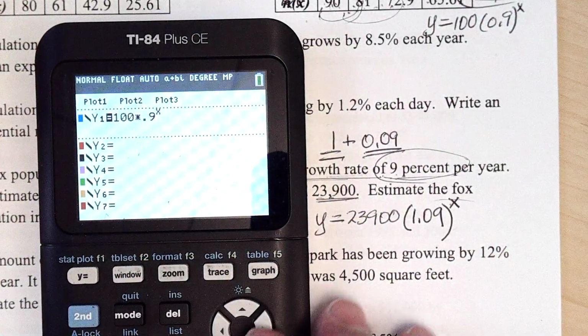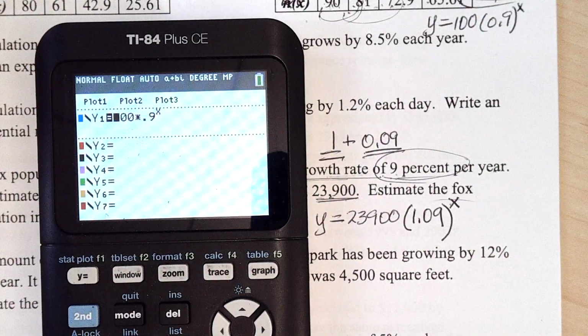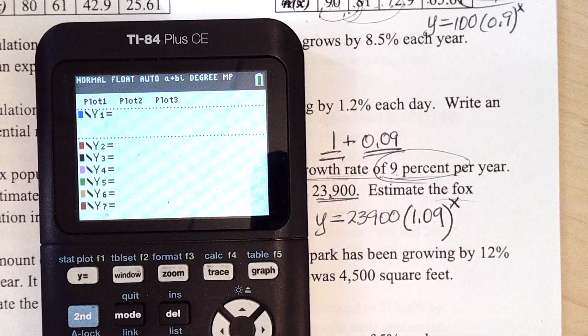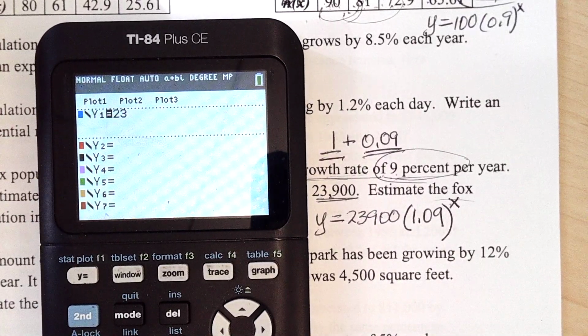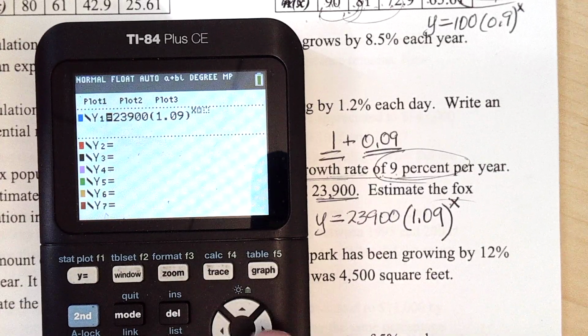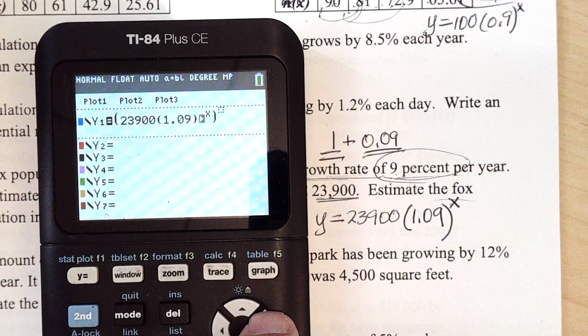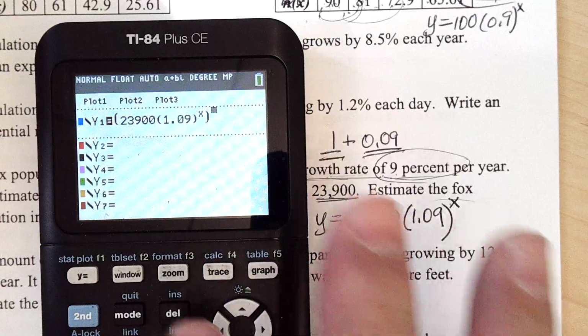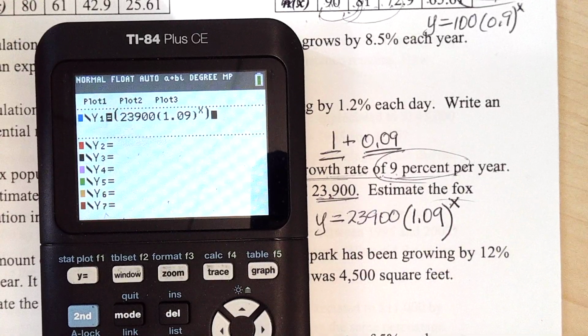So, clear, 23900 parenthesis 1.09 to the, let's put the parenthesis on there, parenthesis to the x, and delete that other thing. Oh, come on, get over there. There. So that's the model.